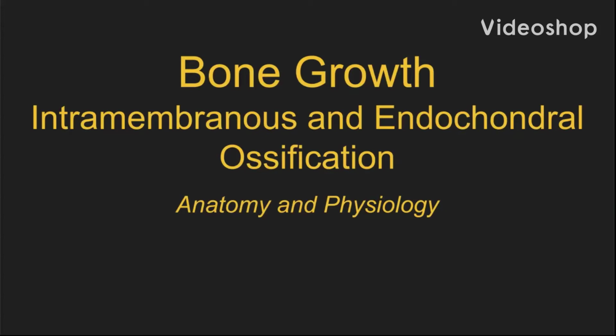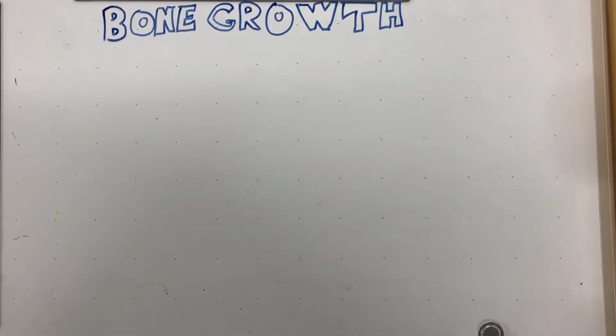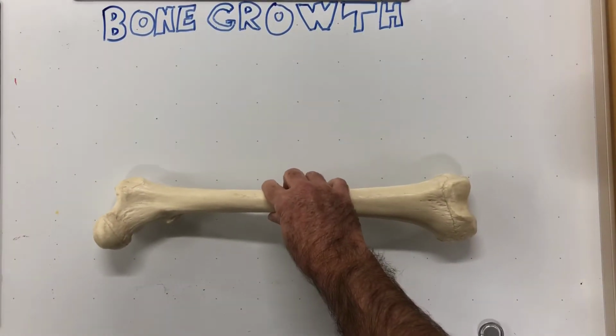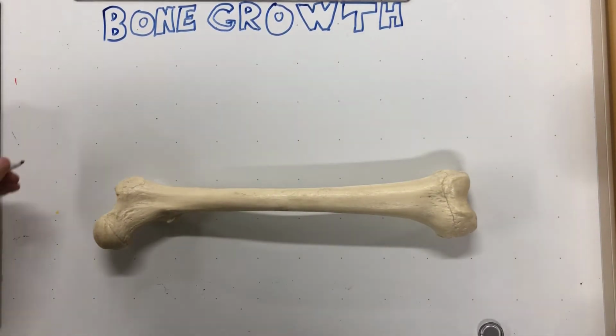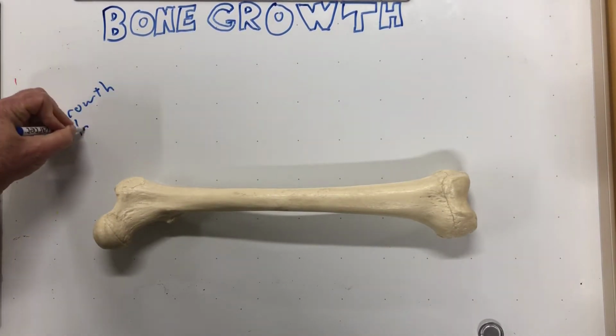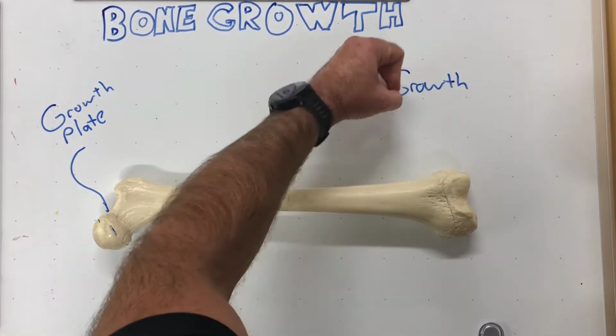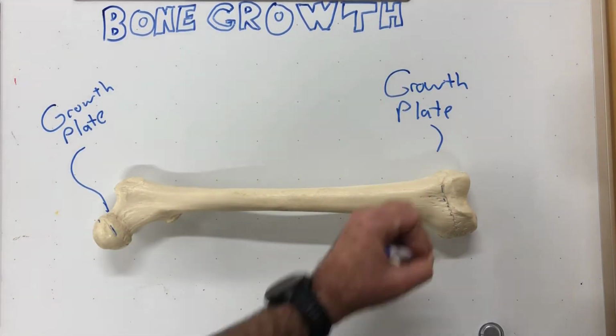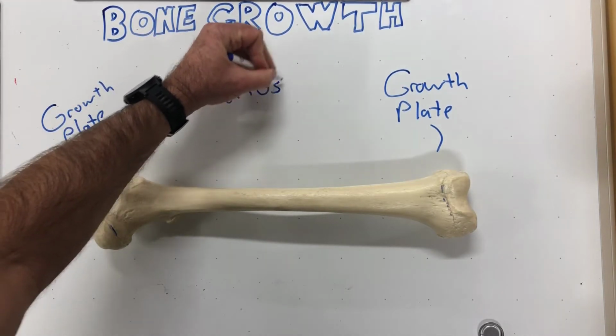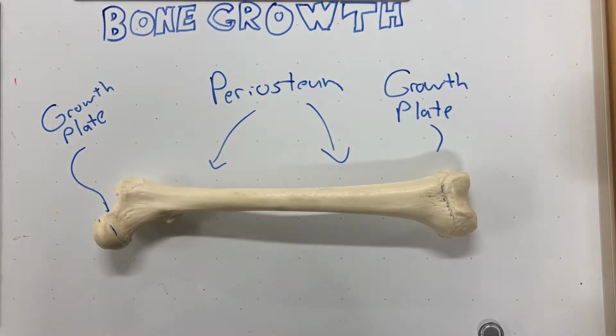Good afternoon, class. Today we're going to talk about how bones grow through intramembranous and endochondral ossification. So a big femur like this reaches its adult shape mostly by growing into the growth plates, which are known as the epiphyseal plates, and also by growing into the tough connective tissue membrane that surrounds the bone, known as the periosteum.